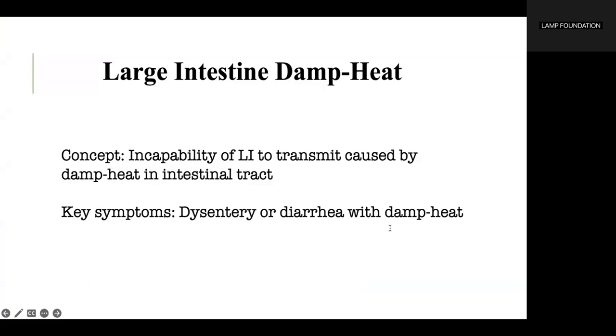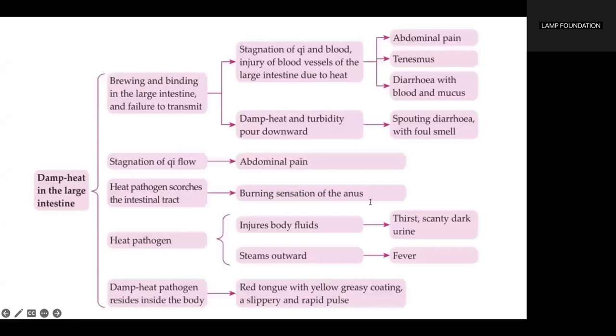Concept: damp heat in the intestinal tract refers to the incapability of the large intestine to transmit, caused by damp heat in the intestinal tract. Key symptoms: dysentery or diarrhea with a damp heat pattern. Clinical manifestations: abdominal pain, diarrhea with blood and mucus, tenesmus, which is straining with difficulty, spouting diarrhea with foul-smelling stool, a burning sensation of the anus on passing stool, scanty dark urine, fever, thirst with parched mouth but disinclination to drink, red tongue with yellow greasy coating, and a slippery and rapid pulse.